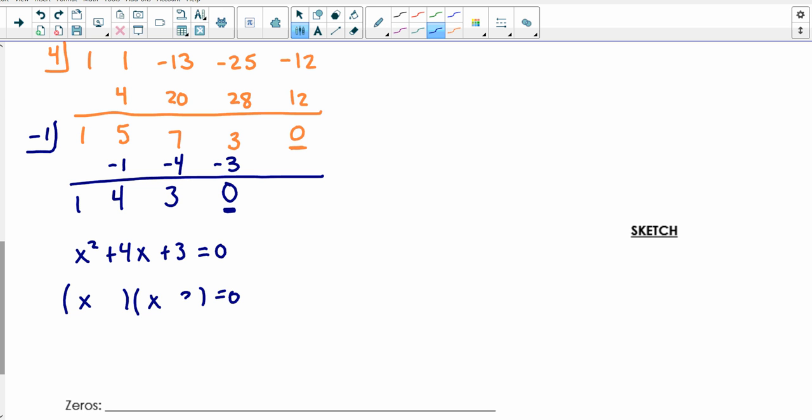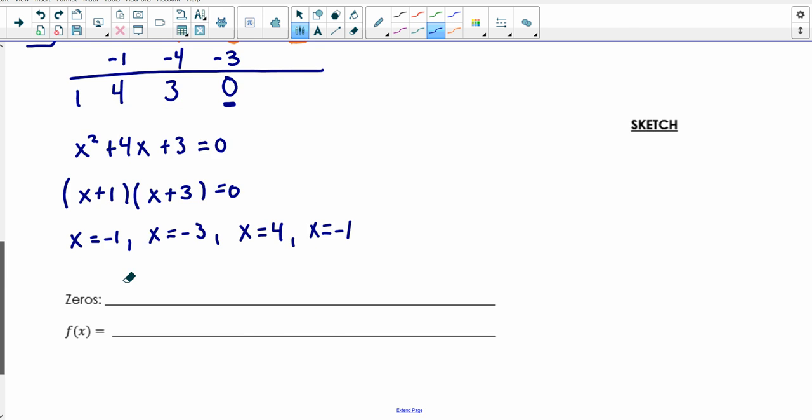I have a 3 and I have a 1, plus and plus. So x equals negative 1, x equals negative 3, and I don't want to forget about the factors that I had up above. I used x equals 4, and I used x equals negative 1. So I was given 2 of my 4 zeros, and because of that, I was able to use synthetic division to find my other 2.